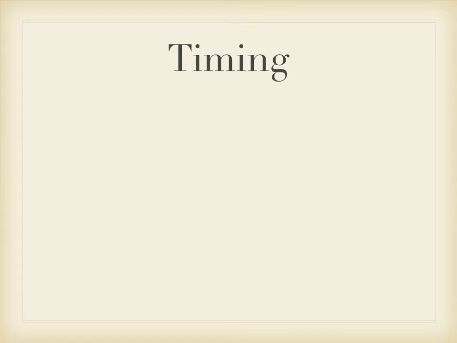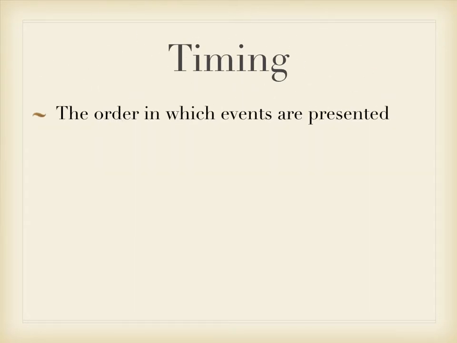An important part of storytelling that we must consider is timing. Timing is the order in which events are presented. Now, if you've ever watched a TV show or a movie or even read a book, you've probably seen some variation on chronological order.